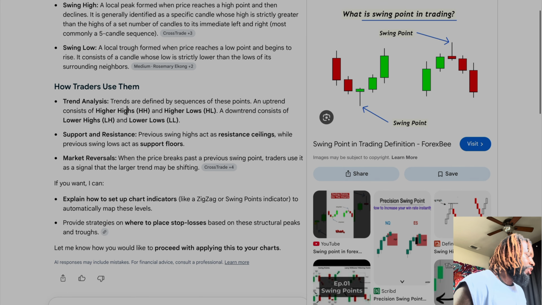So we just talked about this in the trend analysis. Trends are defined by sequences of these points, right? An uptrend consists of higher highs and higher lows. A downtrend consists of lower highs and lower lows, right? So this is super important, right?